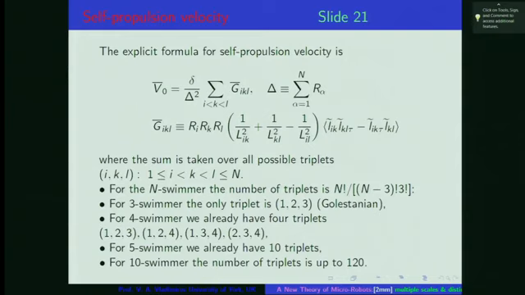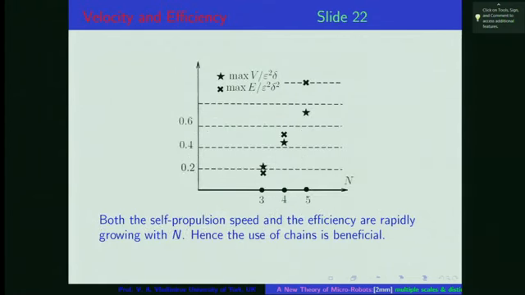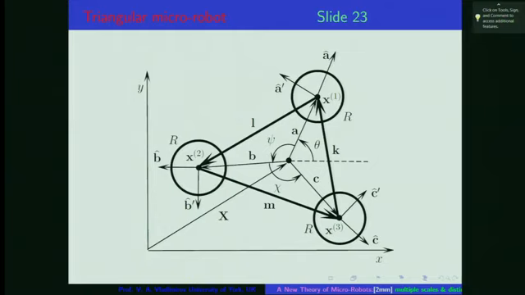Because all triplets are working, but the number of triplets, say for 10 spheres, will be 120, for example. It's quite impressive. But what is important is that with increasing length, both the self-propulsion velocity and the Lighthill efficiency rapidly increase. So this is a good way, in a way, to think about increasing the parameters. So now the second example, a little bit more complicated.